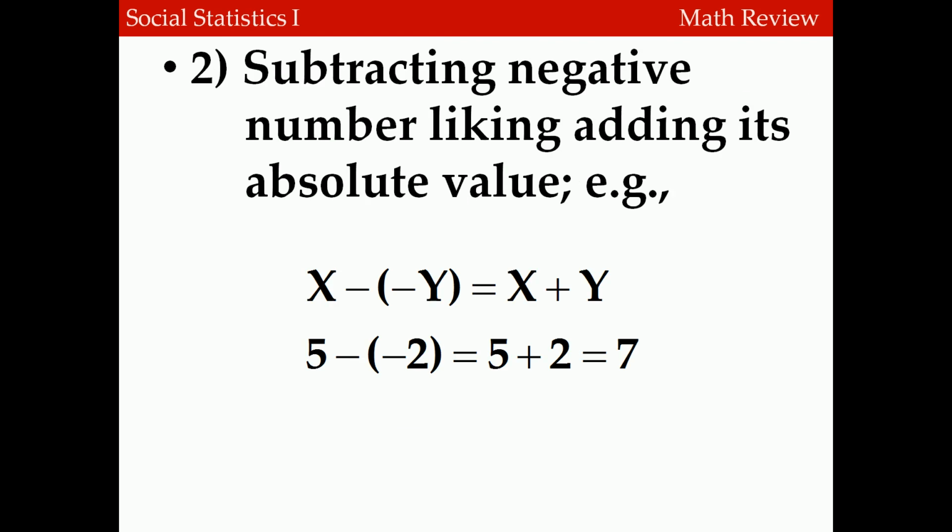A second rule is that when we're subtracting negative numbers, it's like adding their absolute value. Again, if we have two positive values, x and y, and we subtract negative y, it's like adding y. And so x minus negative y is like x plus y. As a more concrete example, if we were to subtract negative 2 from 5, it's like adding 2 to 5. And so 5 minus negative 2 is like 5 plus 2, which equals 7.